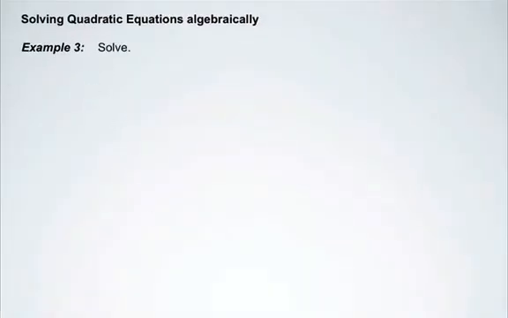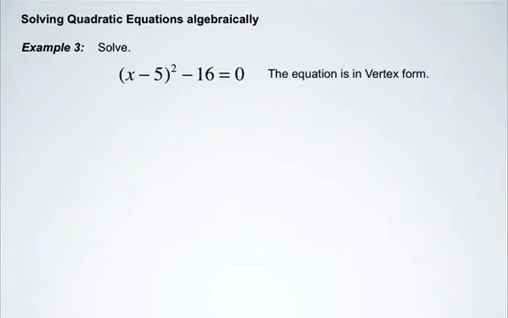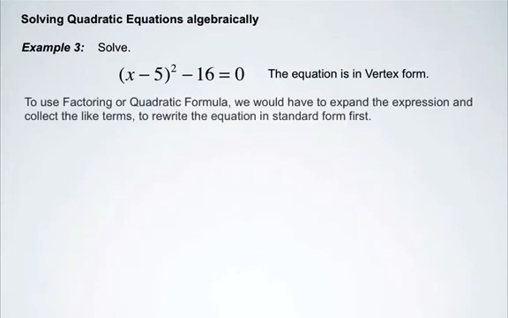A third example. x minus 5 squared minus 16 is equal to 0. This equation is in vertex form. To use factoring or quadratic formula, we would have to expand the expression and collect like terms to rewrite the equation in standard form first. There is another way though.